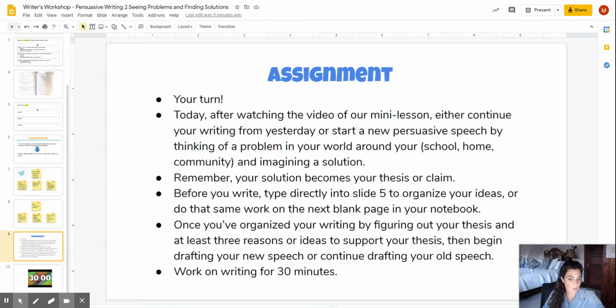Writers, I expect you to work on writing. That includes brainstorming and drafting. I expect you to work on it for about 30 minutes today. So think about what that means and what kind of writing you should be able to get done.